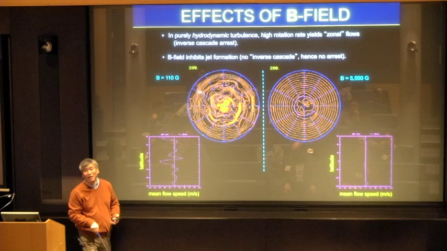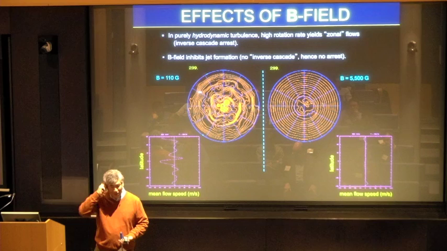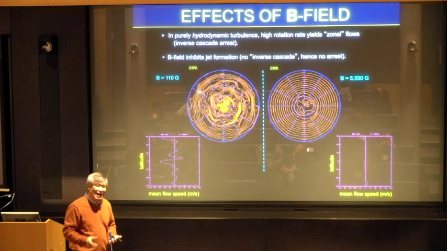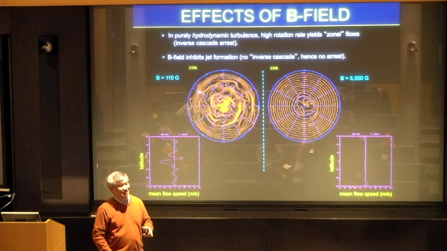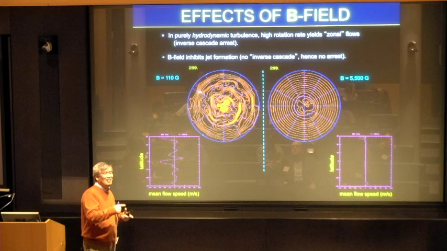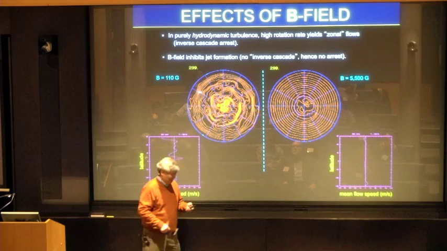However, the reason that happens is, of course, that 2D turbulence simultaneously conserves energy and entropy. But if you add the magnetic field term, it breaks that symmetry. So you no longer conserve entropy. So even if you inverse cascade, there's nothing that arrests it, so you can't form the jets.